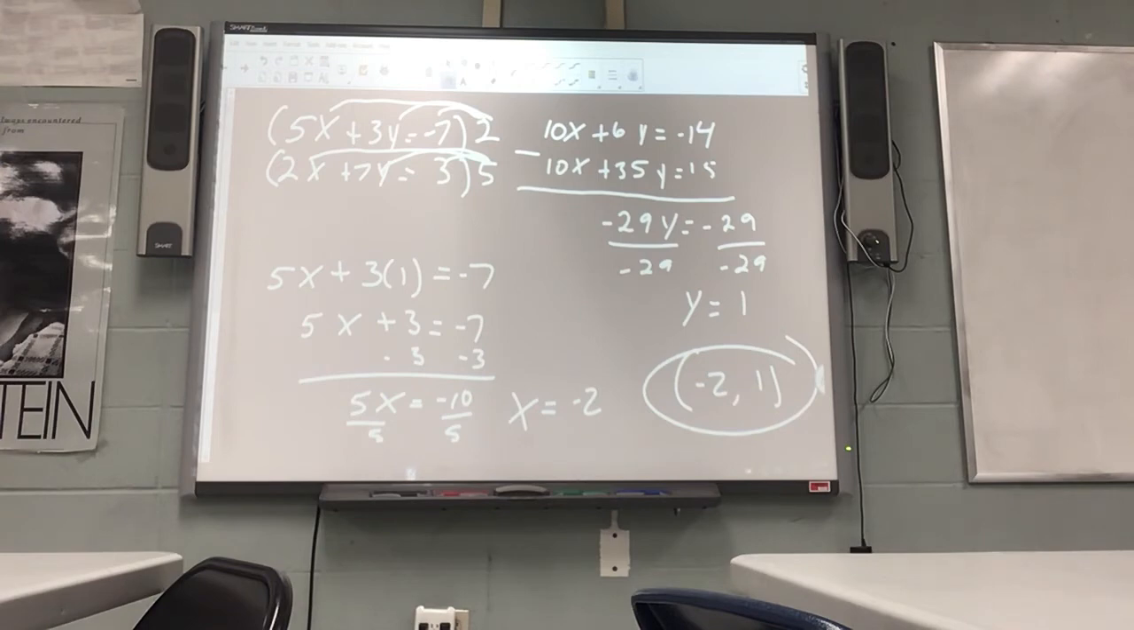Alright, so the next, when you finish that one up, the next few things that we're going to look at is how to set one of these up out of a word problem. Because that's the fun stuff. For real.